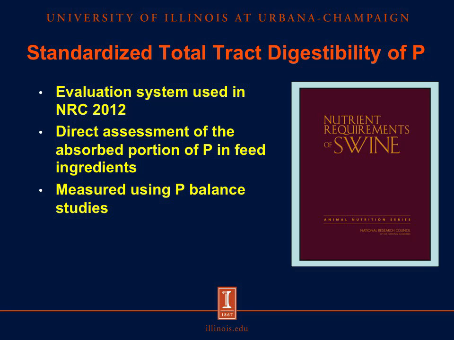More specifically, the standardized total tract digestibility of phosphorus, which is a more accurate system of evaluating phosphorus digestibility, as it accounts for the basal endogenous phosphorus losses and is more additive in mixed diets compared with other evaluation systems. Before the conduct of this study, there was no actual experiment on the standardized total tract digestible phosphorus content in full-fat rice bran. Hence, we conducted this study.